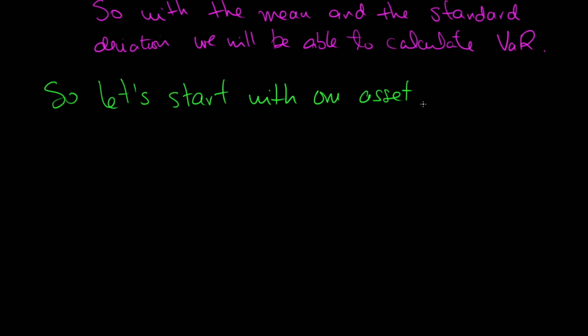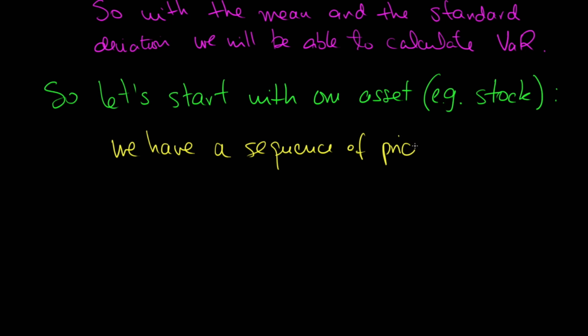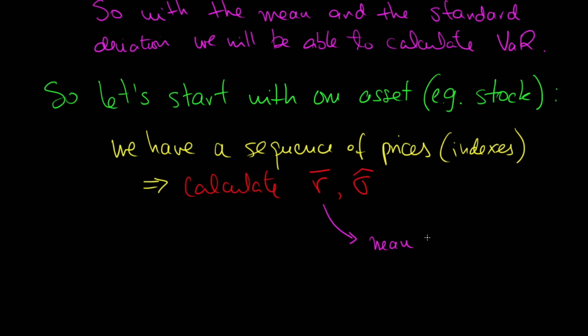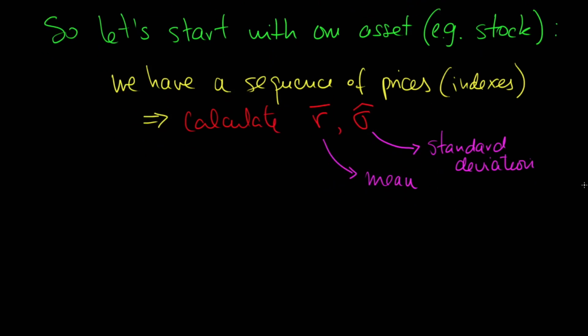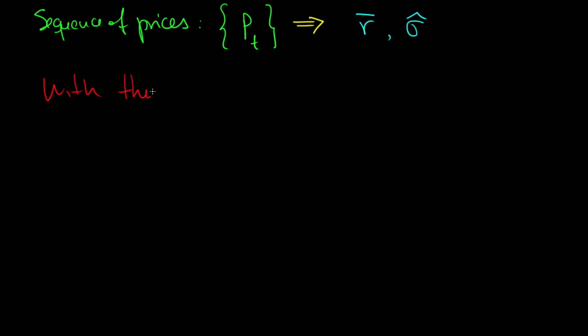So let's start with one asset. Let's suppose that we have one stock, and we have a sequence of prices, could be an index, a stock index. To calculate the return and the standard deviation, we use the mean and the standard deviation from the data, as we have in the formulas above. So the sequence of prices that we have allows us to calculate the standard deviation and the mean returns. With this information, we can generate the value at risk.